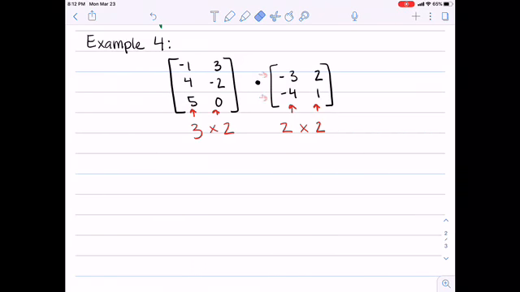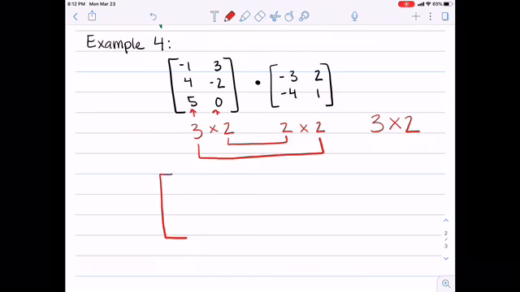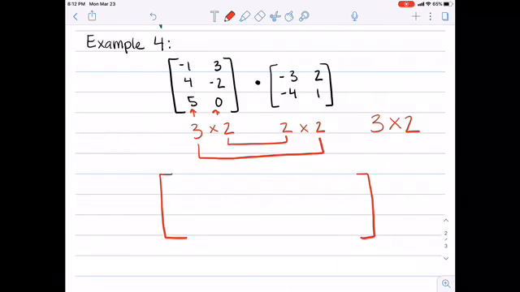In order to multiply my matrices together, I have to make sure that these two middle numbers match, which they do. In this case, they're both 2's. Because they're both 2's, I know that I can multiply, and my answer will be a 3 by 2 matrix, because those are the outside numbers. So I'm going to go ahead and draw my answer matrix. And I know it's going to be 3 by 2, meaning there are 3 rows and 2 columns. So it's going to look something like this, with 3 rows and 2 columns.